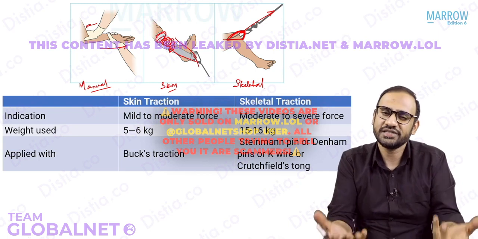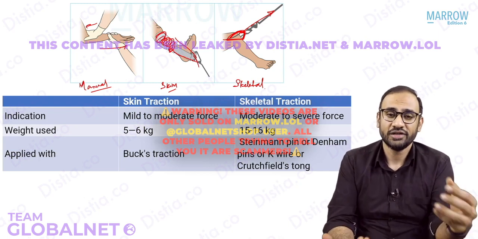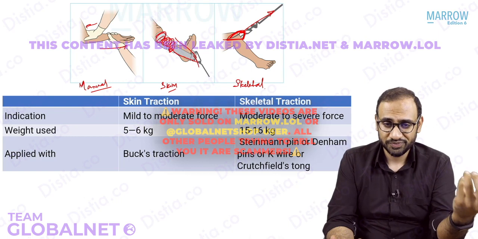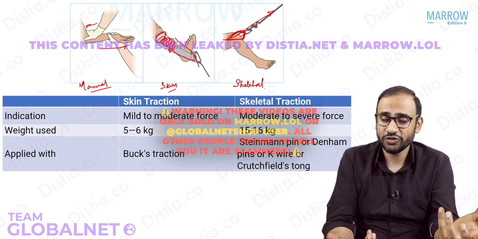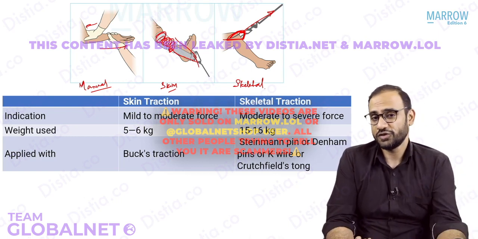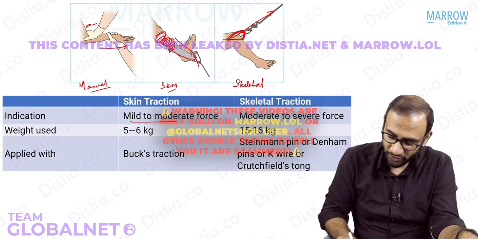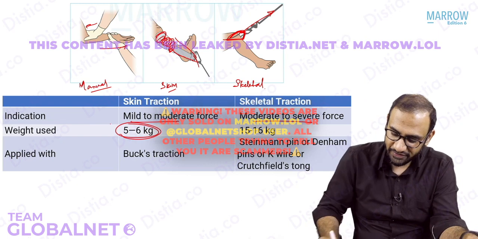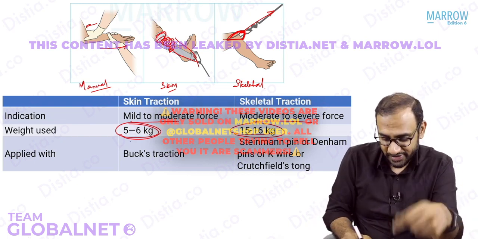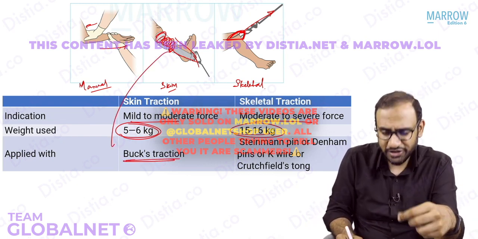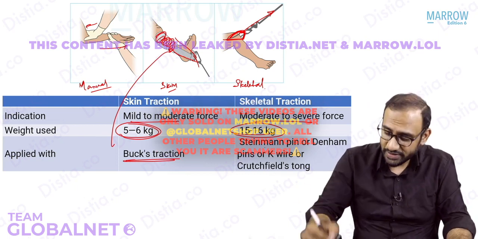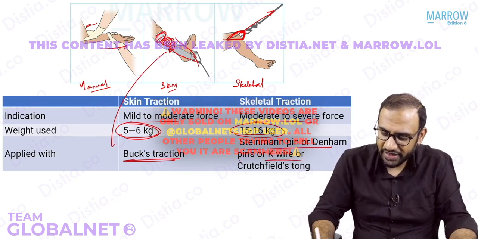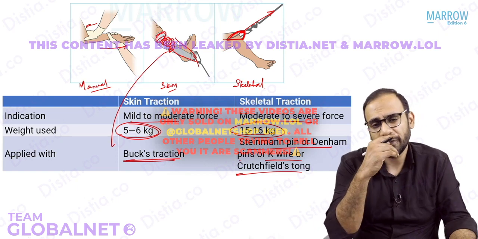Everything has their role, everything has their advantage. Manual is obviously non-invasive. Skin is also non-invasive, a little more forceful. Skeletal is invasive, obviously more forceful. So you can use mild force for skin, moderate to severe force for skeletal traction. This is the force of traction, 5 kg or 15 kg. For skin traction, Buck's traction or Buck's bandage; for skeletal, you'll put pins, a Steinmann pin or Denham pins or K wire or Crutchfield tongs. So many things are available.